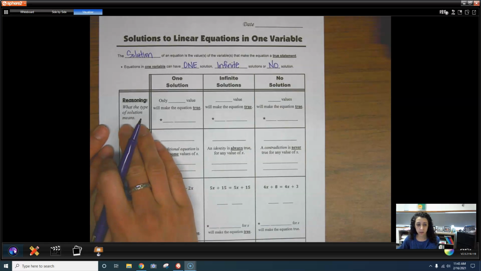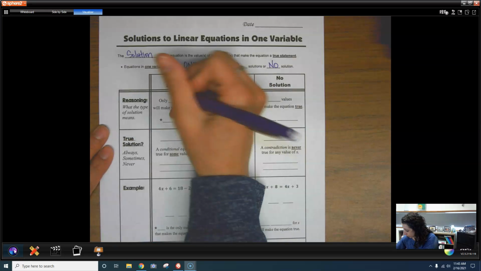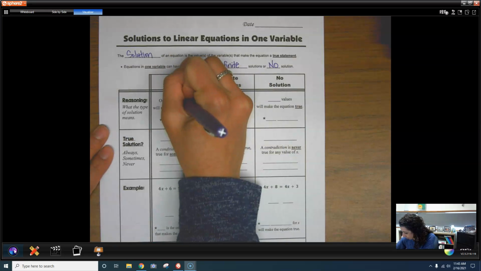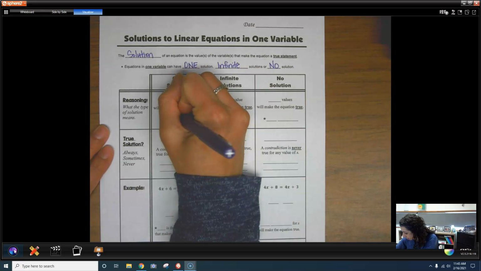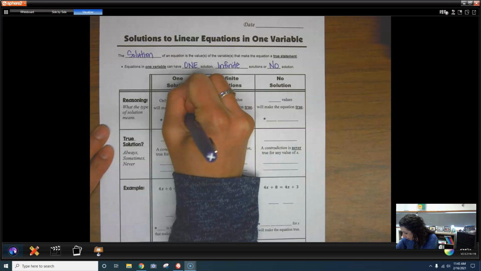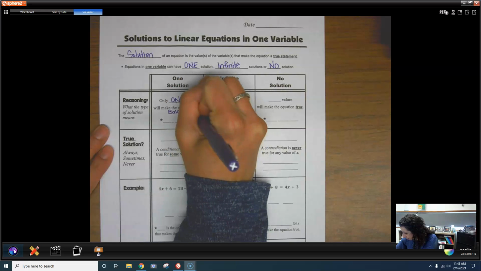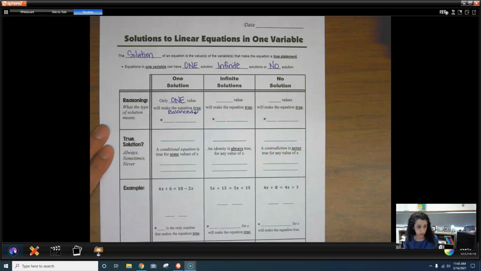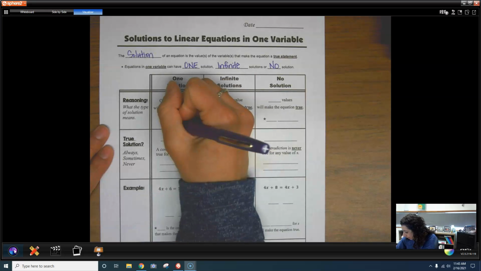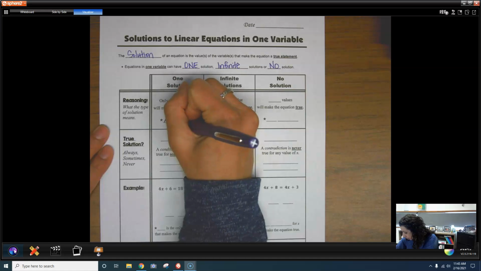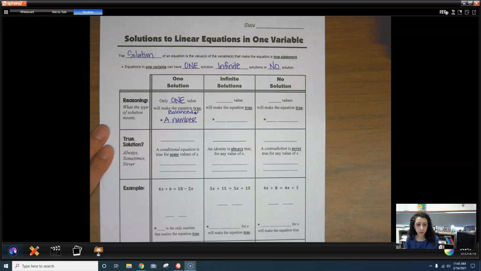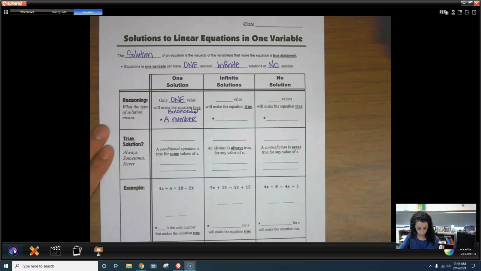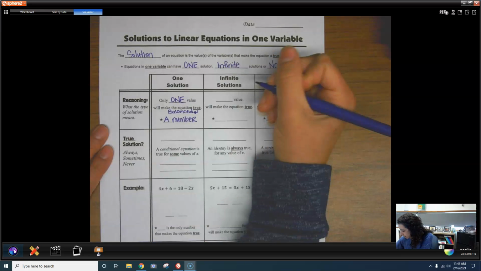So if there's one solution, there's only one value that can make the equation true. And when we say true, we mean balanced. There's only one value that can make the equation balanced. One value means that there's only a number. We don't know what that number is, and we'll have to find it, but there's only a number that can keep them balanced.